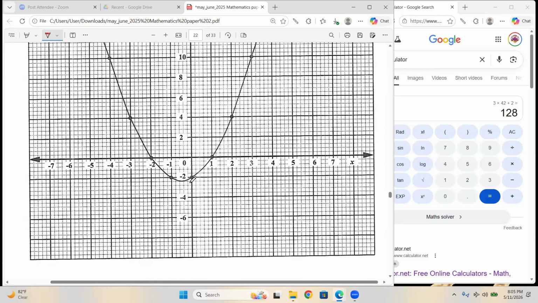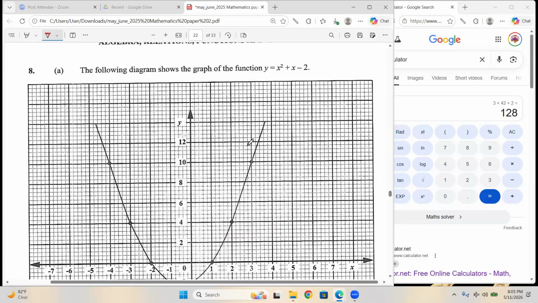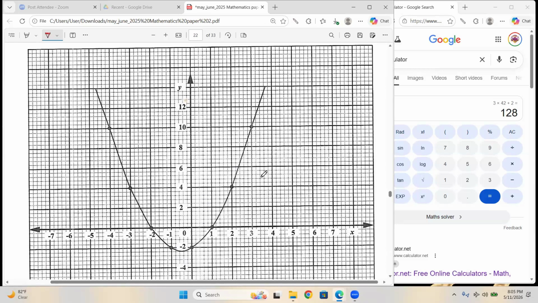So you don't have to factorize this, because you have a graph. If you didn't have a graph, you could factorize it and find the two x values, or use the quadratic formula, which is normally on the past paper too: minus b plus or minus the square root of b squared take away 4ac, all divided by 2a. But when you have a graph, do not waste your time. Learn to read the graph.